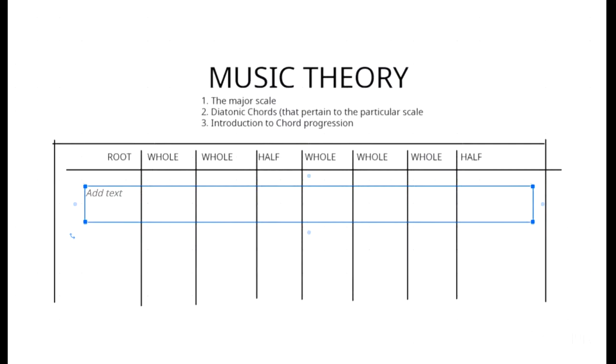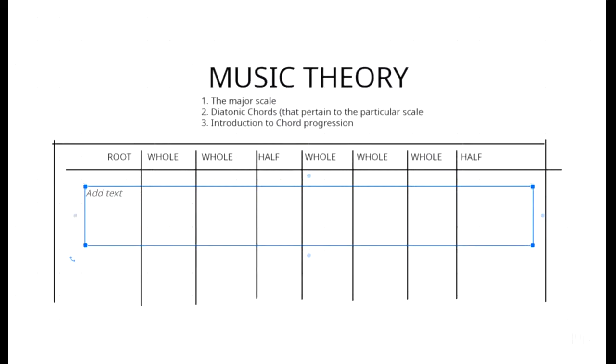Can we try another one? Let's try D major. So my root is D. Now I need a whole step from D. Where will that take me to? Takes me to E. A whole step from E, where will that take me to? Takes me to F sharp. Then a half step from F sharp takes me to G. A whole step from G takes me to A. A whole step from A takes me to B.